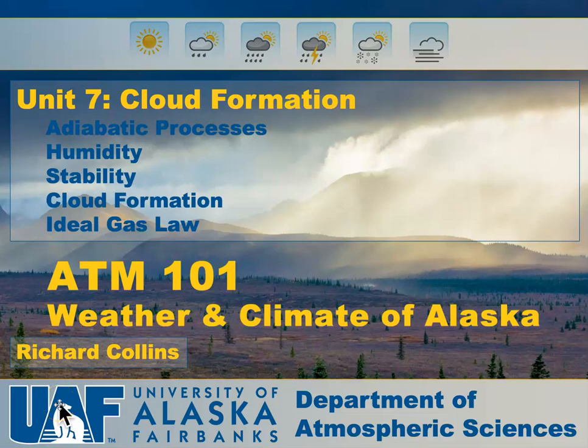Welcome to Cloud Formation, Unit 7 of ATM101, Weather and Climate of Alaska. This unit explores how clouds form in the Earth atmosphere and highlights the role of stability in the formation of clouds. In this unit, we will investigate the following topics: adiabatic processes in the atmosphere, dry and moist adiabatic lapse rates, lifting of air in the atmosphere, formation of clouds in the atmosphere, and the behavior of gases under the ideal gas law.